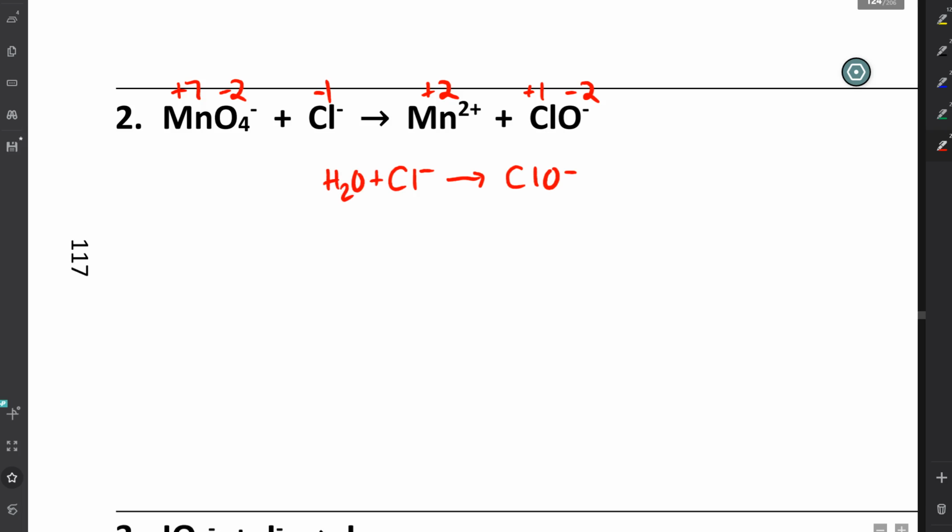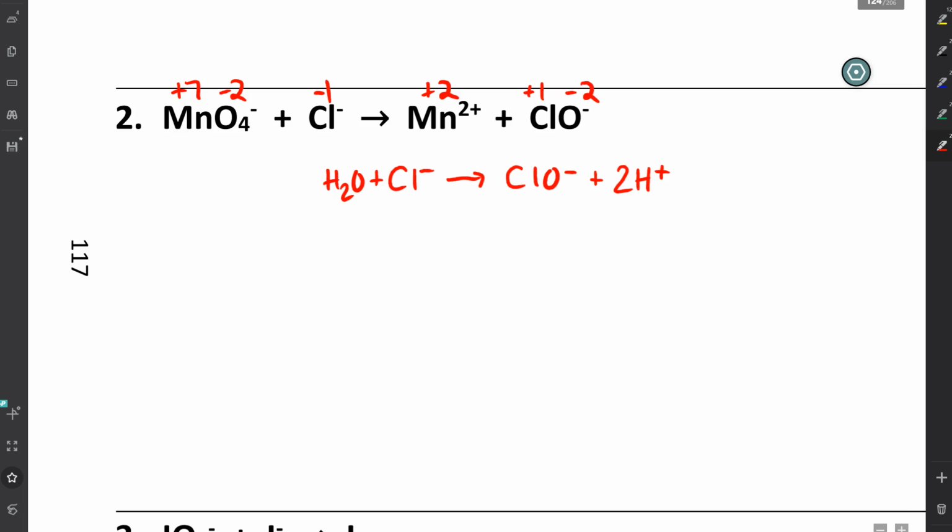If I put 1 water molecule on the reactant side, I've balanced oxygens. However, it's created a problem with hydrogen. I now have 2 hydrogen atoms on the reactant side. If I add 2 hydrogen ions onto the product side, I can balance for hydrogen as well. We should be balanced for mass now.